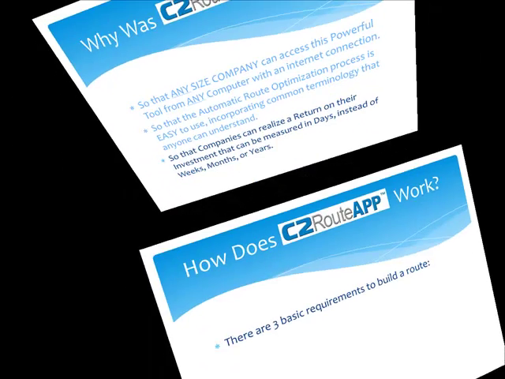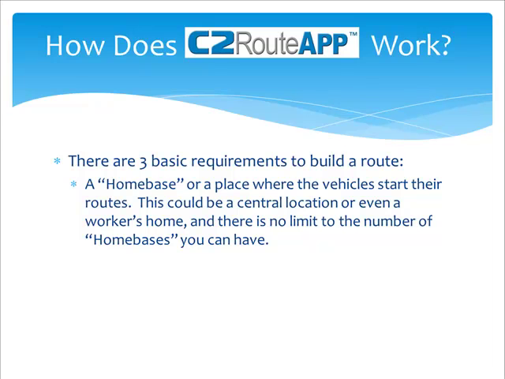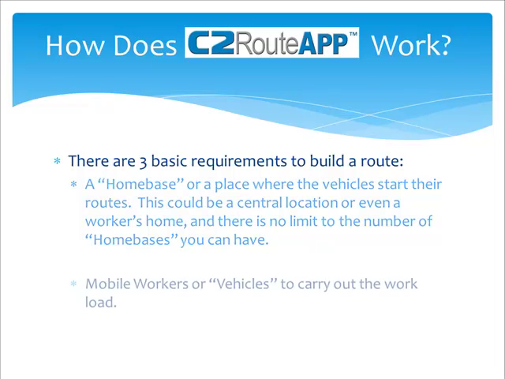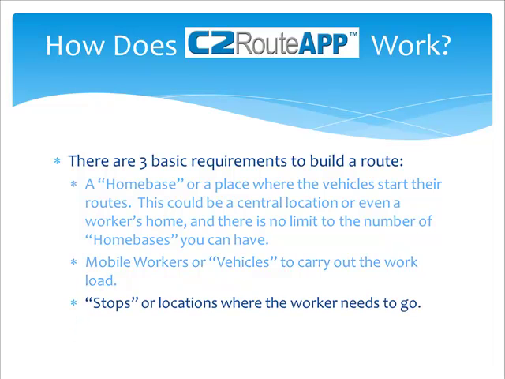So how does C2RouteApp work? There are three basic requirements to building a route. A home base, which is nothing more than the location by which the field worker starts their day. There can be one or a number of home bases. Vehicles or mobile resources, such as workers to carry out the tasks that will be assigned during the route in any given day. And third, stops or locations that the field resource needs to be routed to.